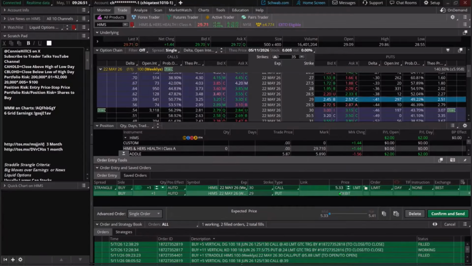Now, in this situation, you might go, I might want to be a seller of some premium, maybe do a selling strategy, which you could sell a straddle or a strangle. Again, today's focus is really on the long side of these versus the short side. But it has its risk too, right? If you're going to sell that premium.